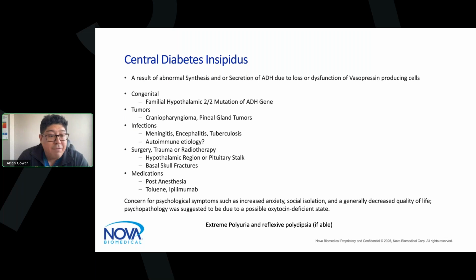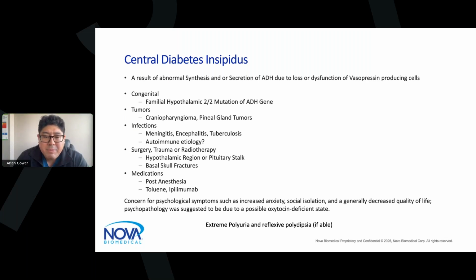craniopharyngiomas, pineal gland tumors, infections like meningitis, encephalitis, or tuberculosis. There's some concern that an autoimmune etiology could be related to viral infections that could also stimulate this. The more common one that we probably see in the hospital is from surgery, trauma, or radiotherapy, or anytime there's really injury to the pituitary gland or the hypothalamus. Lastly, medications can cause it, primarily anesthesia. In these particular patients, there's also a reported increase in psychological symptoms such as anxiety or social isolation, and generally decreased quality of life.